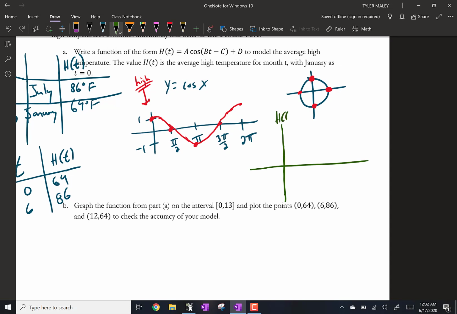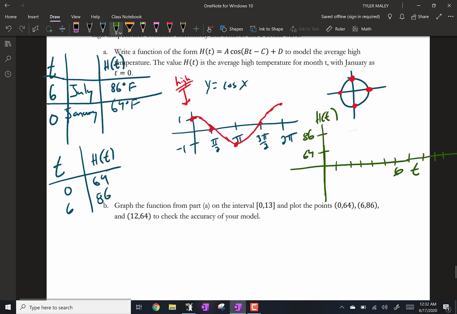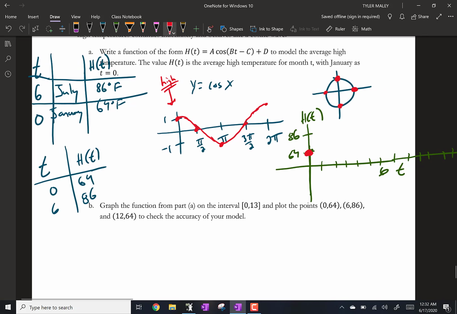So this is my h of t axis. This is my t axis. So we have 64 and 86 mapped, and then we have 1, 2, 3, 4, 5, 6, 7, 8, 9, 10, 11, 12, and so forth. At t equals 0, we're at 64, so that would be here. At t equals 6, we're at 86.